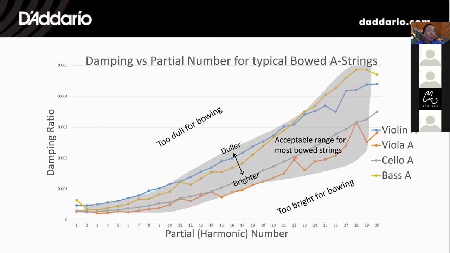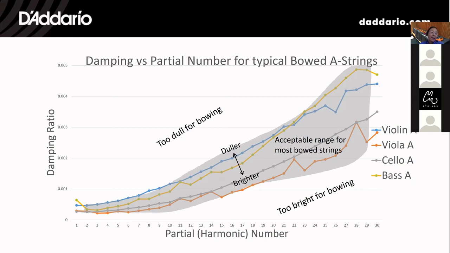Okay, so the damping ratio now is plotted on a linear scale, and the frequency is all normalized to the partial or harmonic number of the string, irrespective of the actual absolute amplitude. And what we see is there's a pattern. We find that it doesn't matter whether it's a bass string or a violin string, the acceptable range for most bow strings falls in this sort of gray area.